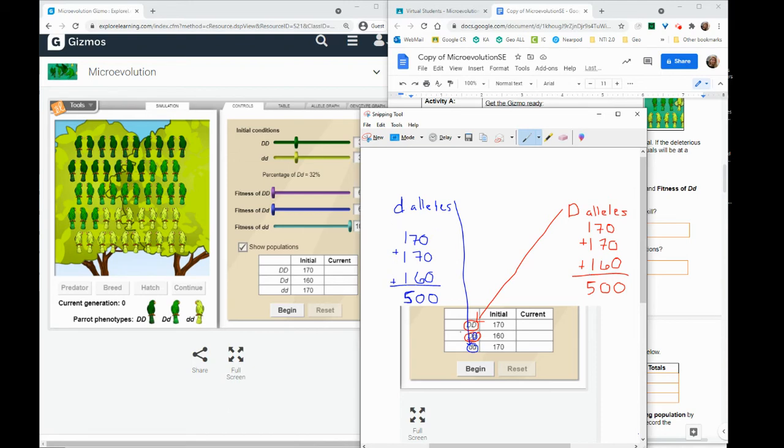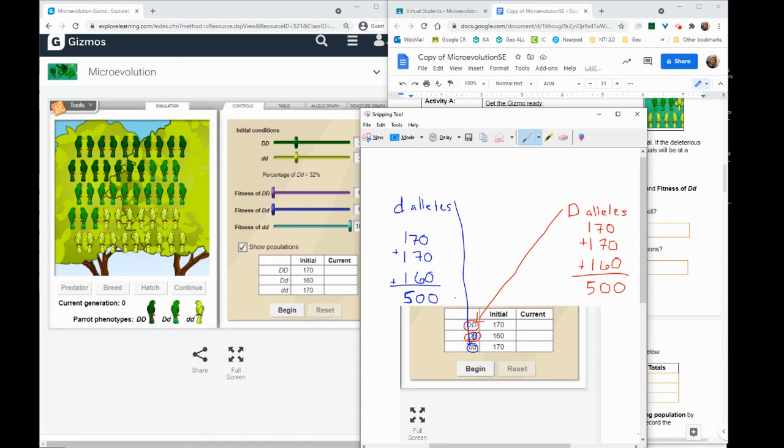For the little d alleles, we've got 170 individuals that are little d. So that's 170 plus 170 little d alleles, since these individuals have 2 of those alleles. And then another 160 little d alleles because the heterozygous individuals have 1 little d allele. So there's 500 little d alleles in the population right now. So right now, there's an equal number of big D alleles and little d alleles in the population.